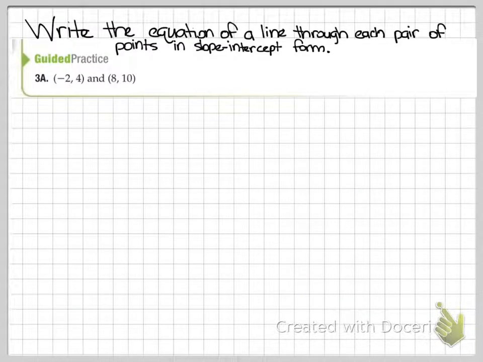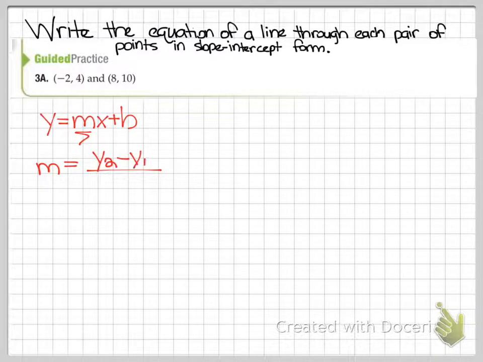Let's look at writing one only given 2 points. So for this one, I want to write the equation of a line that goes through these 2 points in slope-intercept form. Okay? So if I'm going to put this in slope-intercept form, I first need to know the slope. So we need to find the slope of our given line. So if you remember, slope is y2 minus y1 over x2 minus x1. So I'm going to go ahead and just label my points really quickly, just so I can plug it straight in.